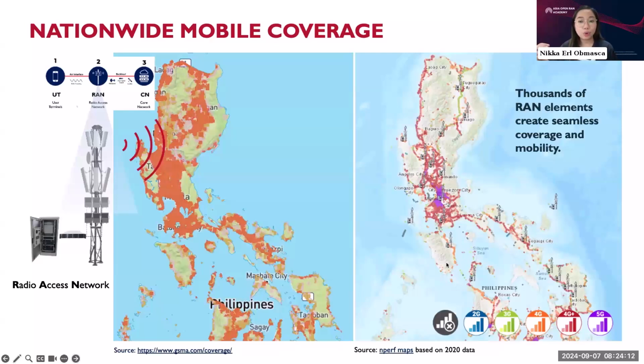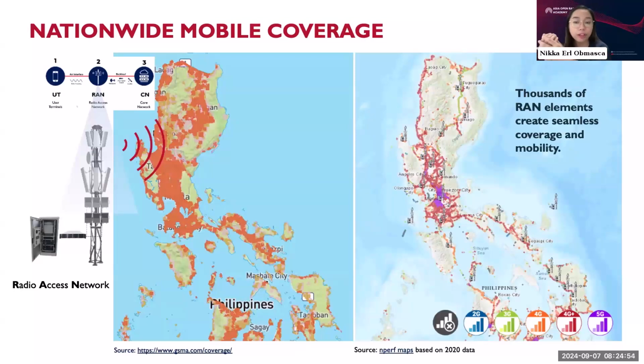These RAN elements create seamless coverage and mobility. When planning the deployment of the RAN, yung mga network operators natin really consider a lot of factors. Ito dinidiscuss ko to sa klase ko. Some of these are population density, topography, building density, and different traffic patterns within an area. If we analyze these factors, yung network operators natin determine where the most optimized location and configuration of the RAN components is, so that we can ensure maximum coverage and mobility.